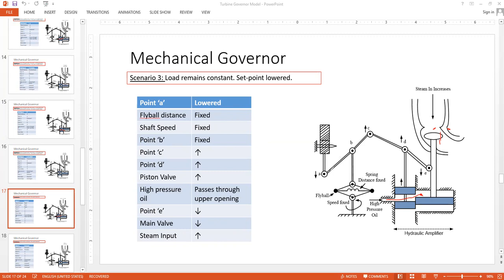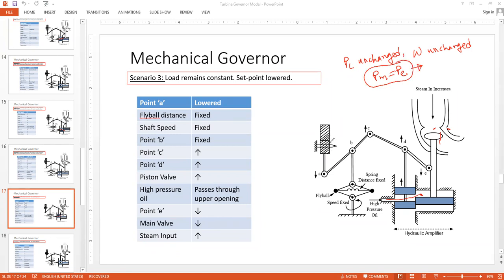As soon as we pull it down, we are not changing the load at the beginning or the starting phase of scenario 3, so PL is unchanged. PL is unchanged, so initially omega is unchanged, because still PM equals PE. This condition is still satisfied.